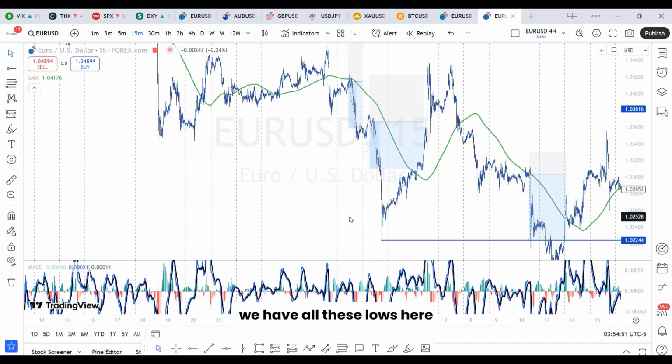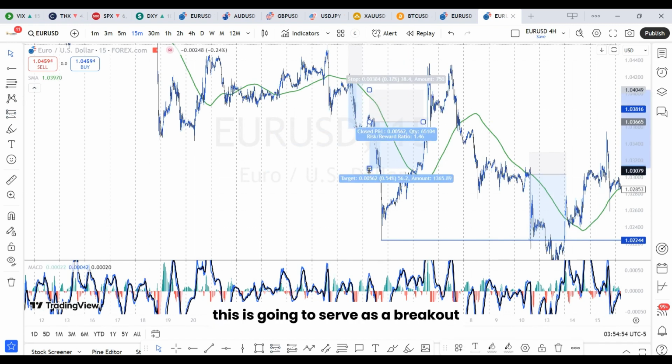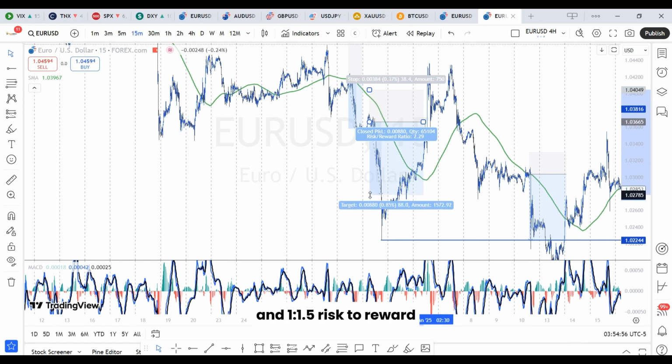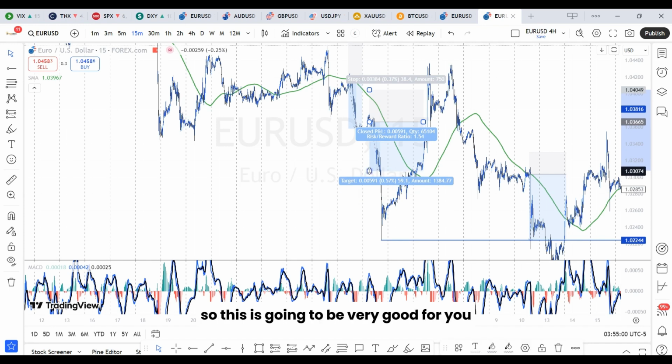Okay, we have all these lows here. This is going to serve as a breakout. We would have just been able to take any trade from here, 1:5 risk to reward, and would have gotten a good trade. So this is going to be very good for you as an intermediate trader. You don't need to do too much analysis.